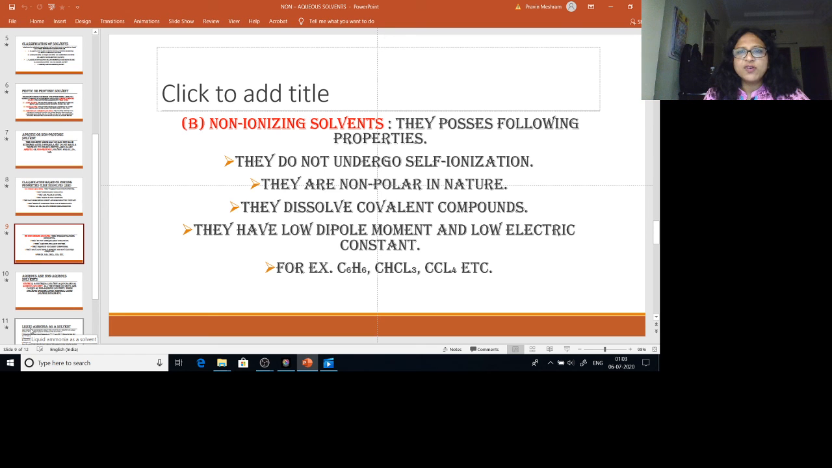Then the second category is non-ionizing solvents. They possess the following properties. They do not undergo self-ionization. They are non-polar in nature. They dissolve covalent compounds. They have low dipole moment and low dielectric constant. For example, C6H6, CaCl3, CCl4, etc.